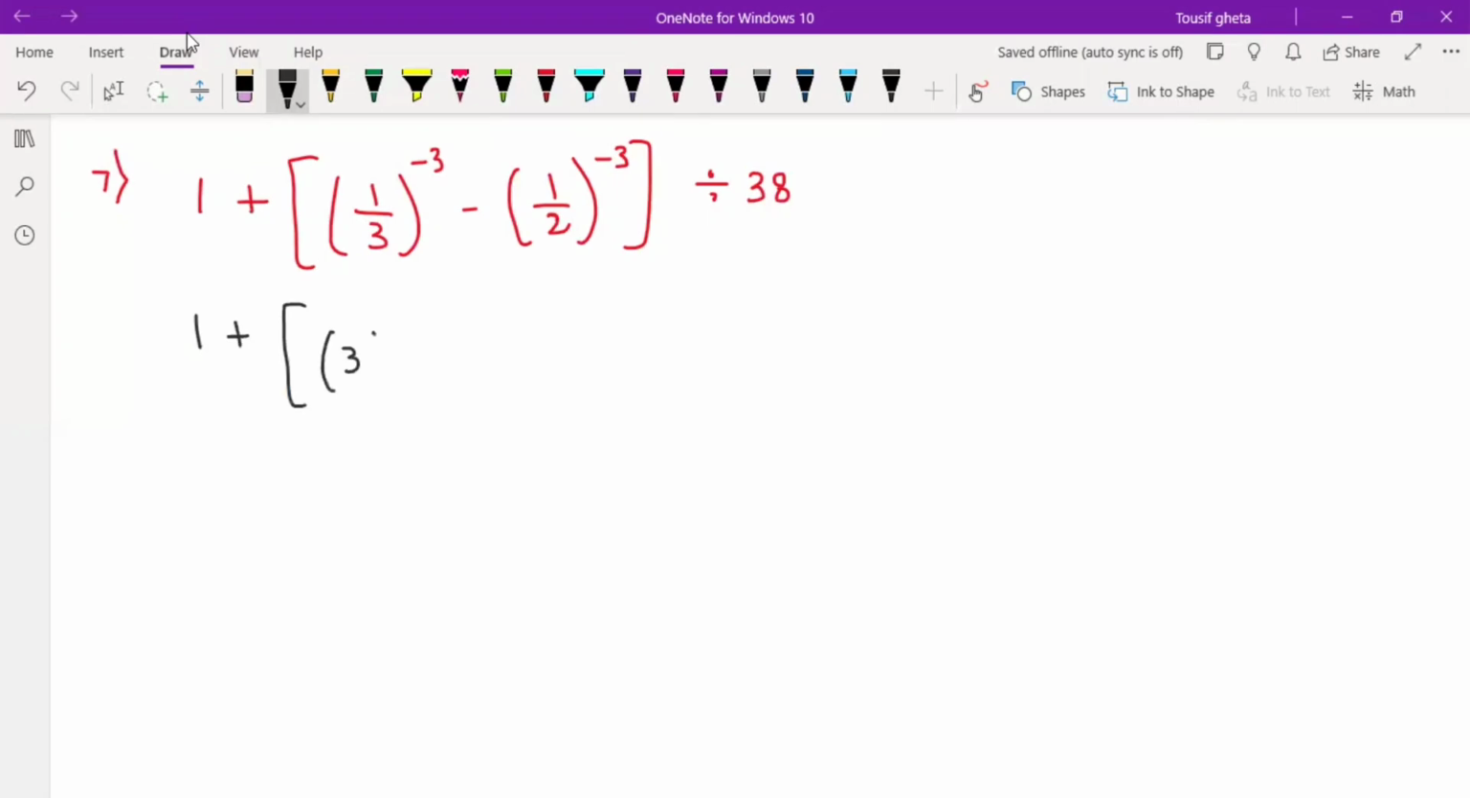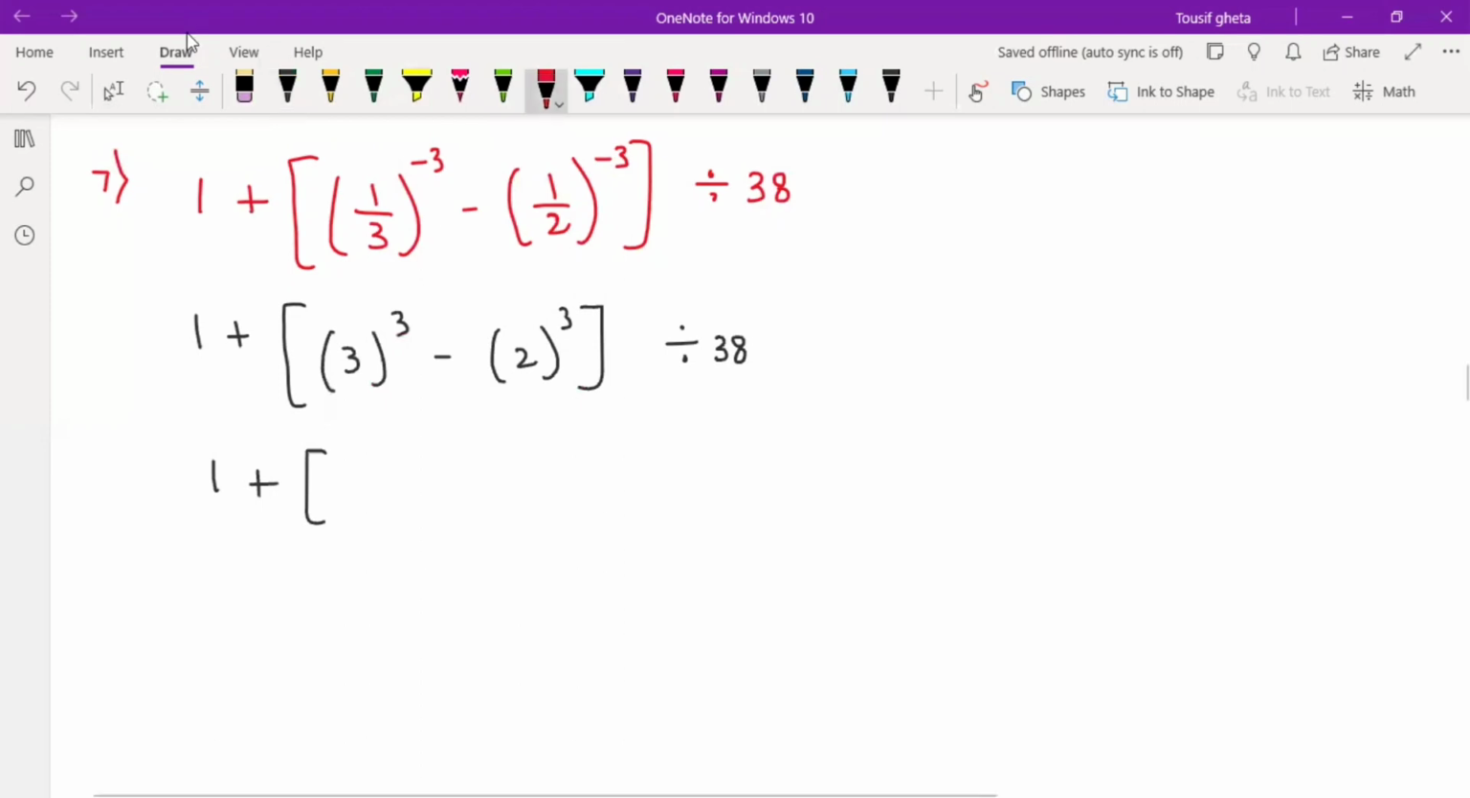That is 3 to the power of 3, minus (1/2)^(−3), the reciprocal of 1 by 2 is 2 by 1, so we write down just 2, that is 2 to the power of 3, divided by 38. Remember, this division by 38 is just for the second term, which is under the bracket. So 1 plus 3 cube, we get 27 minus 8, divided by 38. So 1 plus 27 minus 8 gives 19 divided by 38.